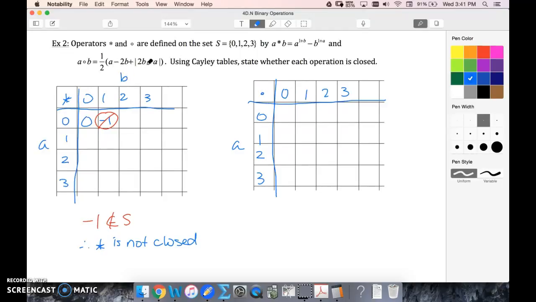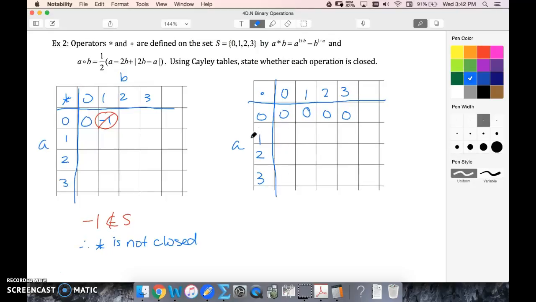If I plug in all zeros, that's going to be 0. If I plug in a 0 for A and a 1 for B, I'll have negative 2 plus 2, again, is 0. This is going to be true for all of our B's. We're going to have negative 2B plus 2B. So if A is 0, I'm always going to end up with 0.